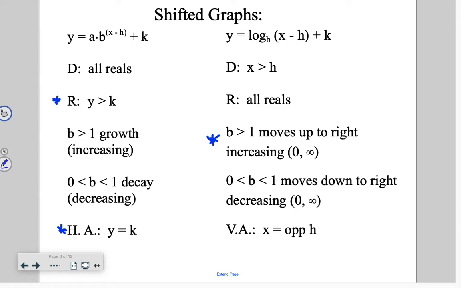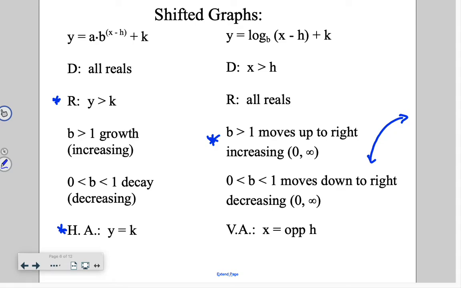When the base is greater than 1, it moves up and to the right like our logarithmic graph we were just talking about. It's got that general shape as long as the base is greater than 1. It'll have that shape to it.